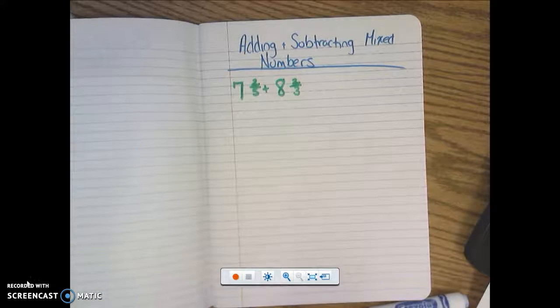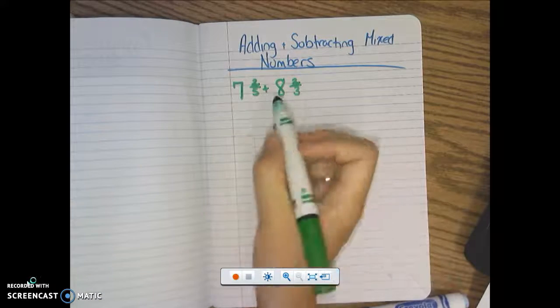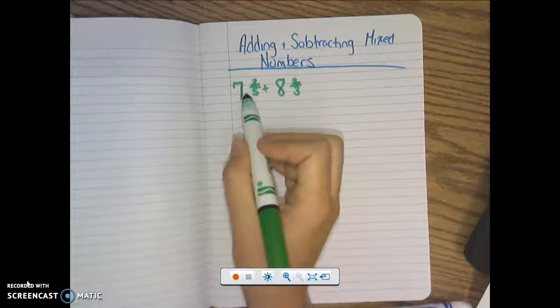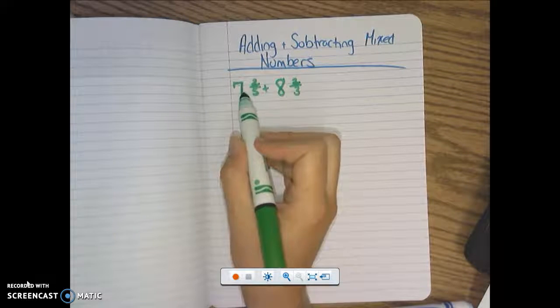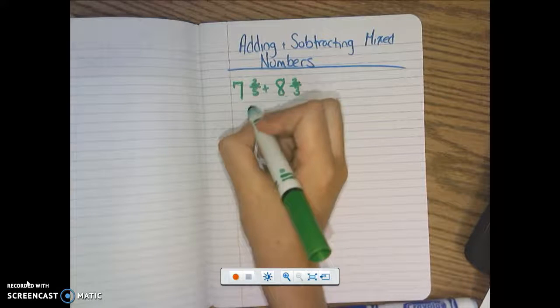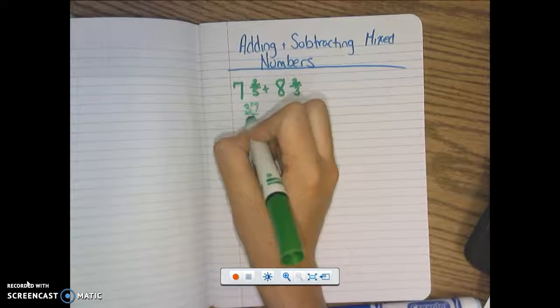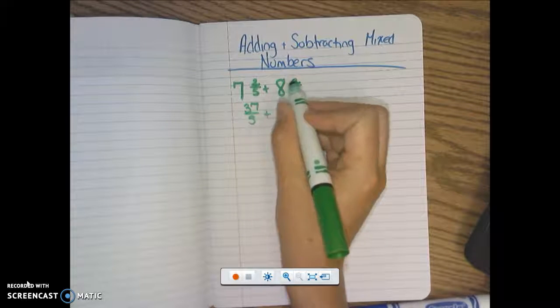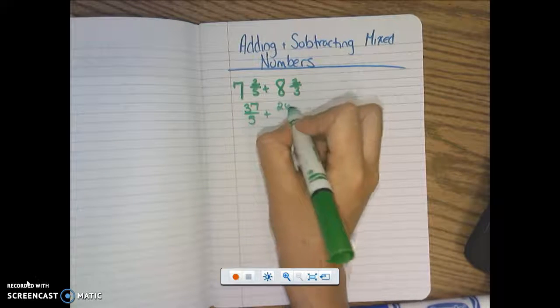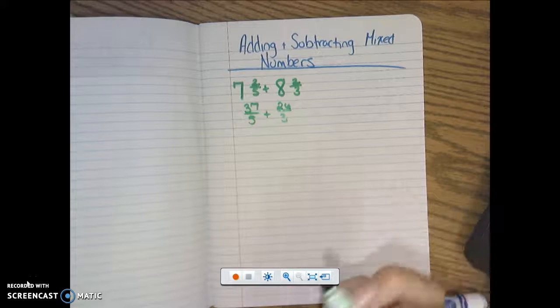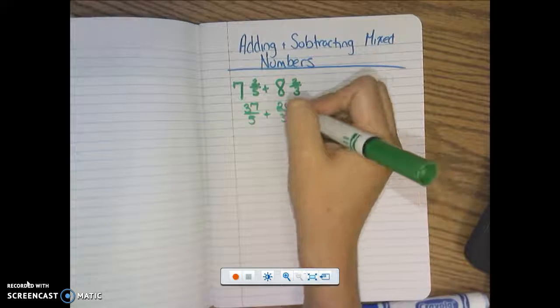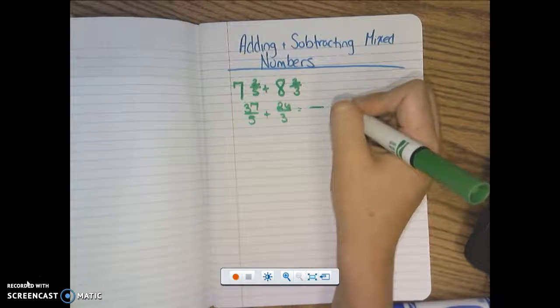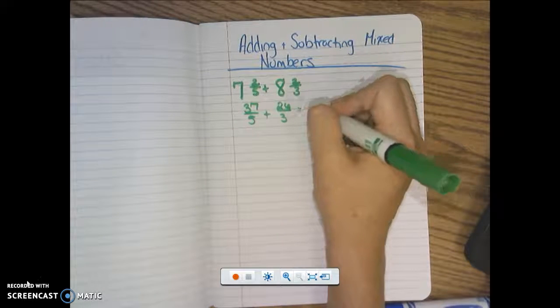Okay, so I'm going to do the improper way first. I'm going to make these mixed numbers improper. So 7 times 5 is 35, 35 plus 2 is 37 fifths. Plus 3 times 8 is 24, 24 plus 2 is going to be 26 thirds. And now I have to make these common denominators. My common denominator between 5 and 3 is going to be 15.